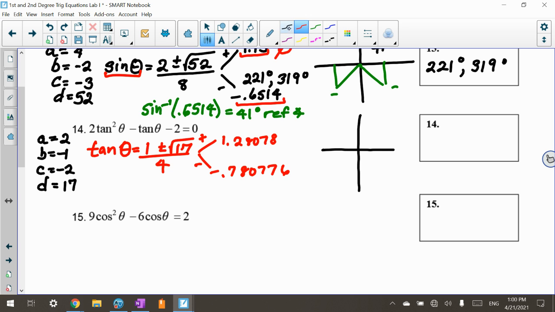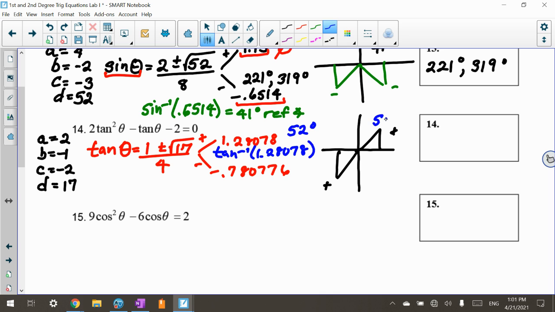Okay? So I'm going to do the first one up here. I see that it's a positive, so I know tangent is positive in quadrant 1 and in quadrant 3. So what I'm going to do is put this in my calculator. Remember, your calculator is only going to give you quadrant 1, so you do inverse tan of 1.28078. And when I do, I get for that one, for 14, I get 52 degrees. Okay? So there's one of them.